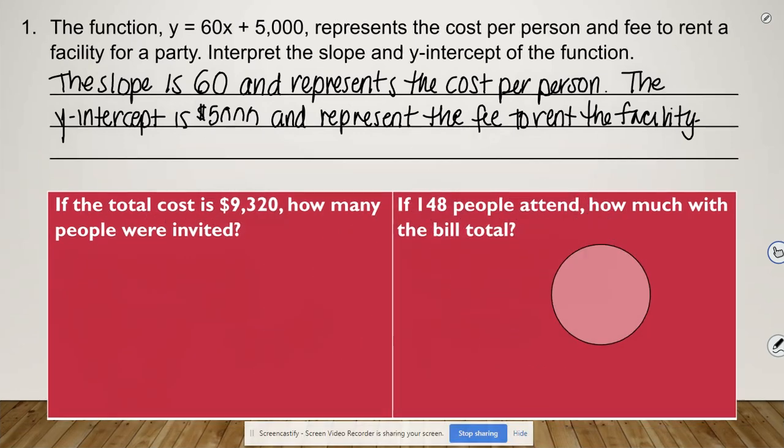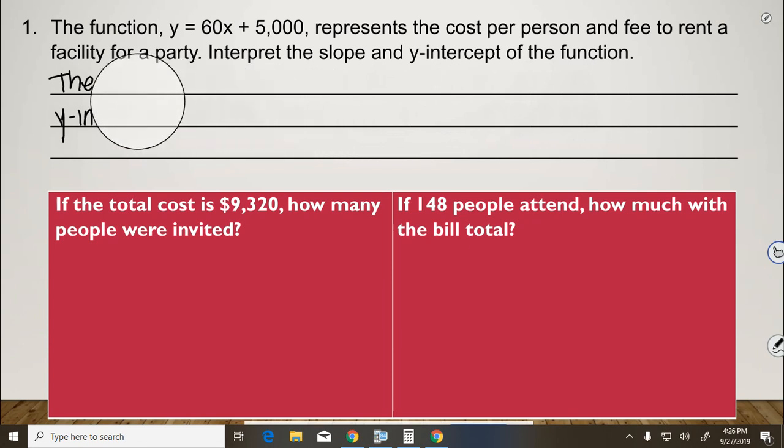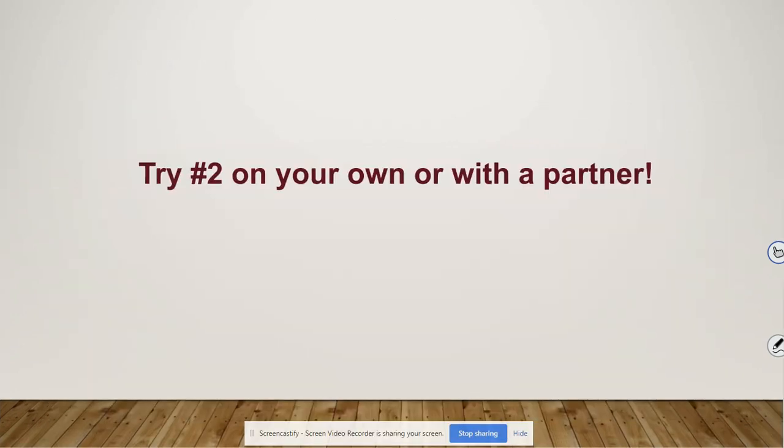Okay, so the next one you're going to try on your own. It's a little bit more challenging. You can pause the video here and work on that one and check in with me before moving on, or you can come back to it at the end.